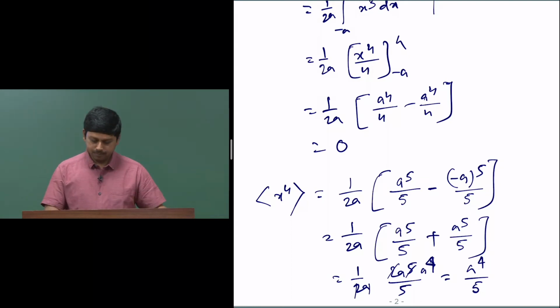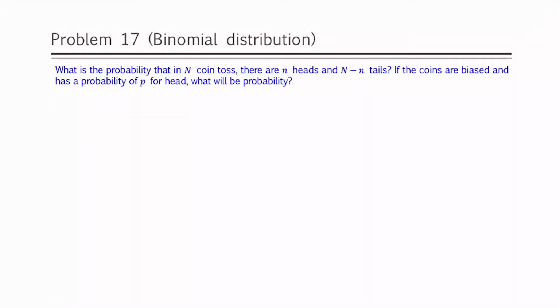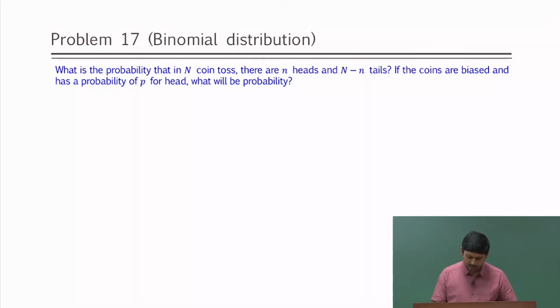Okay. So, now we are going to go to the next problem. The next question is: what is the probability that in capital N coin tosses there are small n heads and capital N minus small n tails, if the coins are biased and have a probability p for head, where p can be anything other than half?